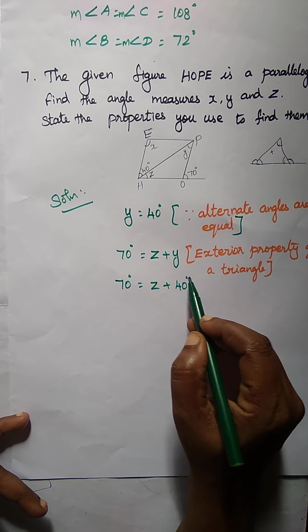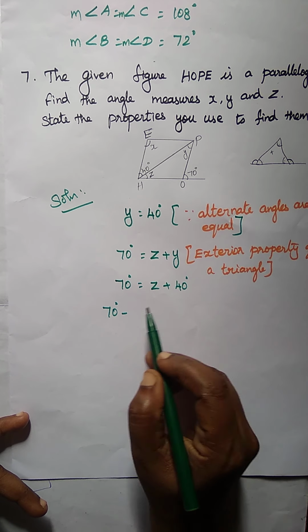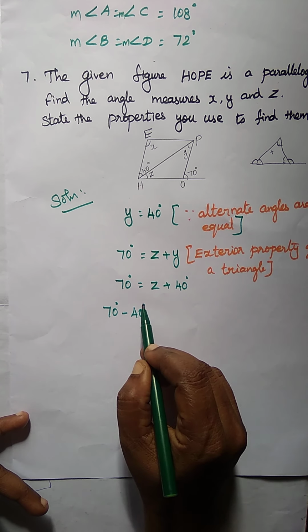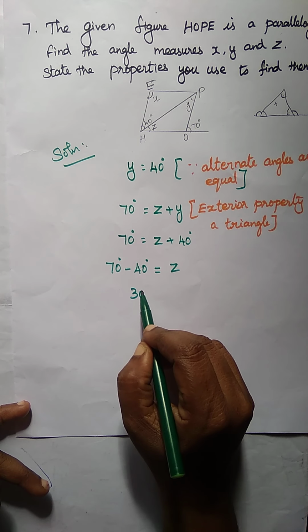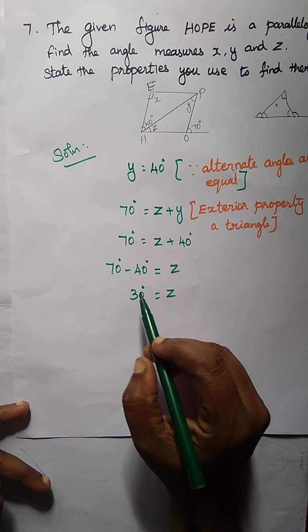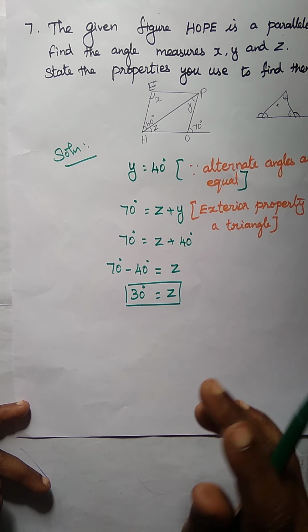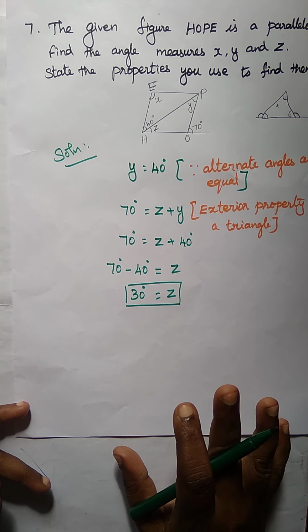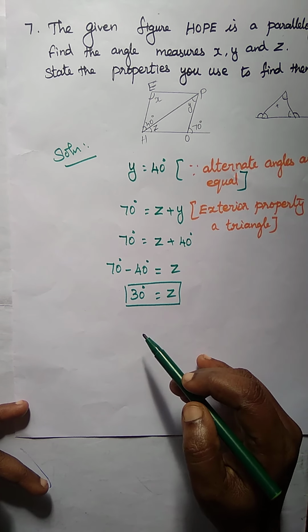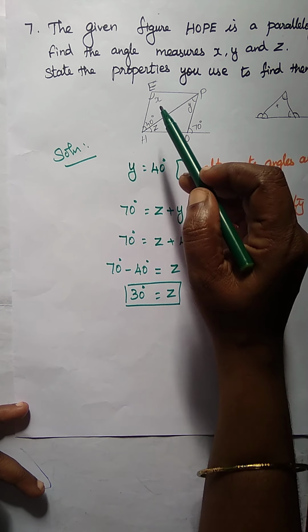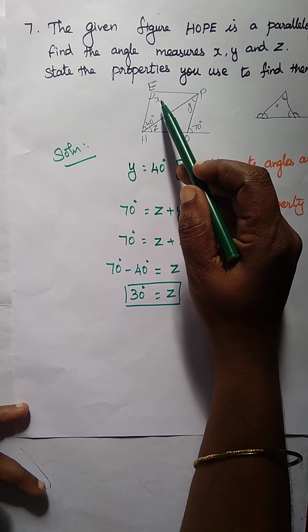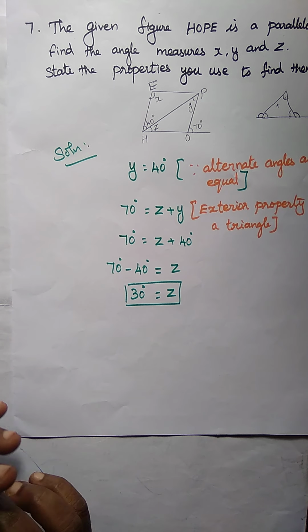y is 40 degree. So 70 degree minus this 40 comes to the left hand side, that is minus 40 degree is equal to z. 70 minus 40 is 30 degree is equal to z. So z value is 30 degree. Okay, so y is 40 degree and z is 30 degree. Next we are going to find the angle x.